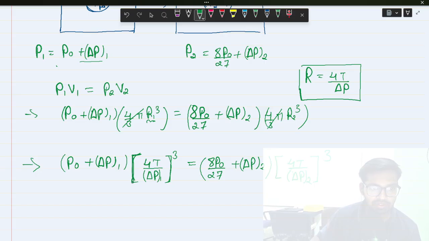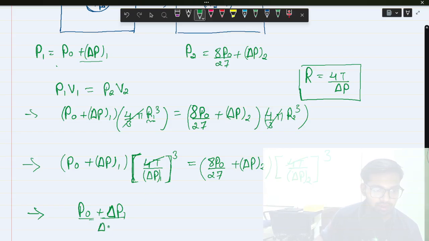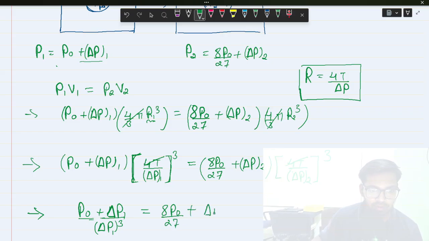Now solve this equation further. The 4T on both sides is going to be cut out, and the result will be written as P naught plus delta P1, divided by delta of P1 to the whole cube, equal to 8 times P naught by 27 plus delta of P2, completely divided by delta of P2 to the whole cube.